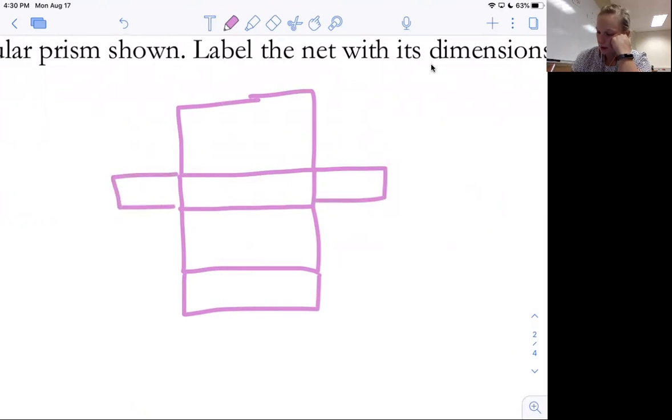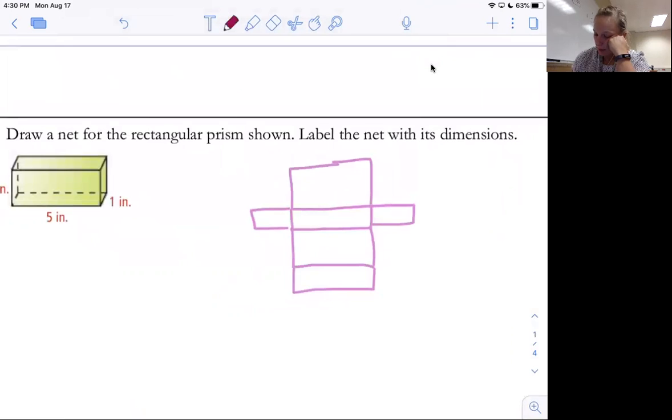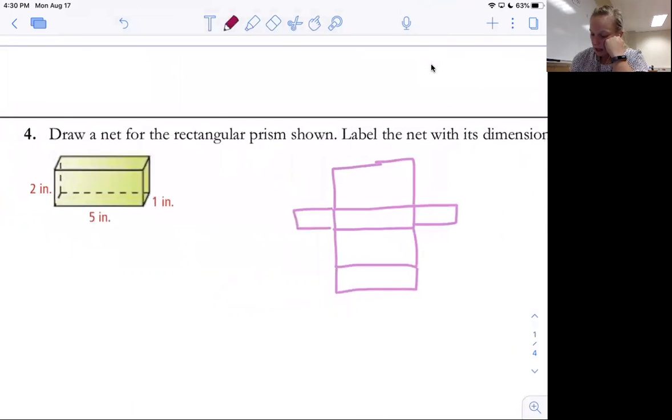Okay. The reason I did that is to help me make sure the measurements make sense. I know that the long part is the 5, so all of these guys right here are all 5s. Now, I focus on the base, that's where I started. So my base is 5 by 1. So that means all of these little pieces right here are 1. But the 1 is not my height of the entire box, it's a 2. So on the little corners, I have to have 2 to show how tall it goes.